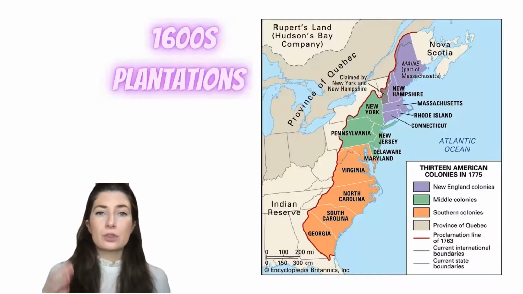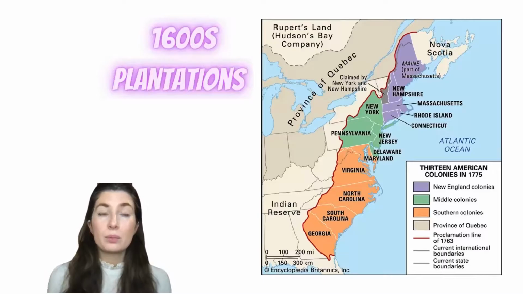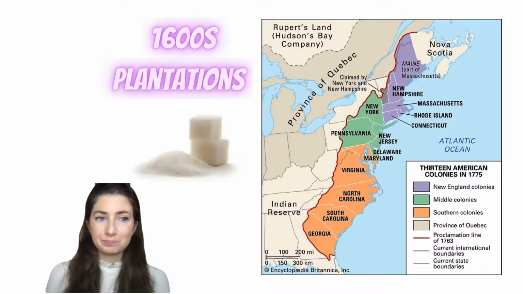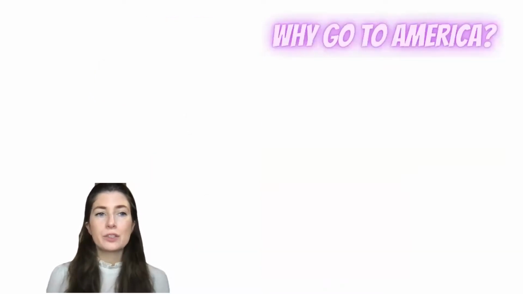By the 1600s, English people had then started to cultivate plantations on these areas of land. Now, plantations in this sense were set up namely for sugar and cotton. And as you can expect from the climate needed to grow these items, it was mainly in those orange colonies in the south that these plantations flourished. So we've got sugar and cotton.